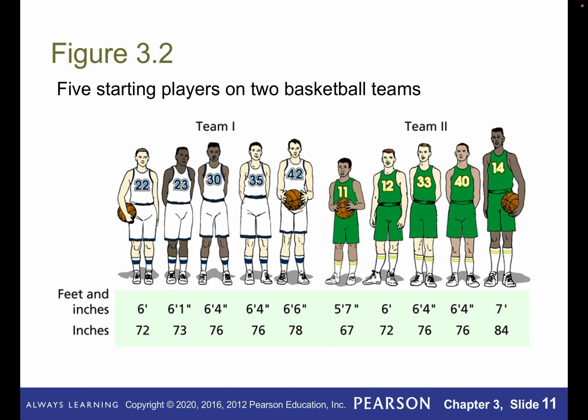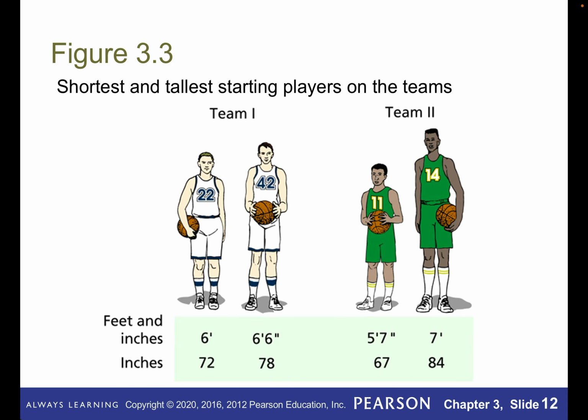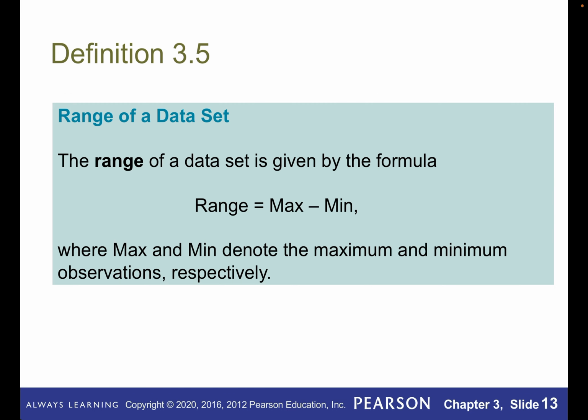So you see here that we've got the 5 starting players of 2 different basketball teams. Just by looking at the heights of all those individuals for each of the 2 teams, which one would you guess has more variation in the heights? Well, just by visual inspection, it seems like Team 2. If we look at the shortest and tallest starting players on the team, then we can see that Team 2 has more variation.